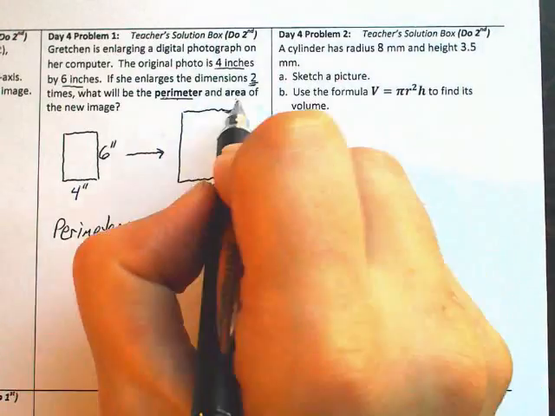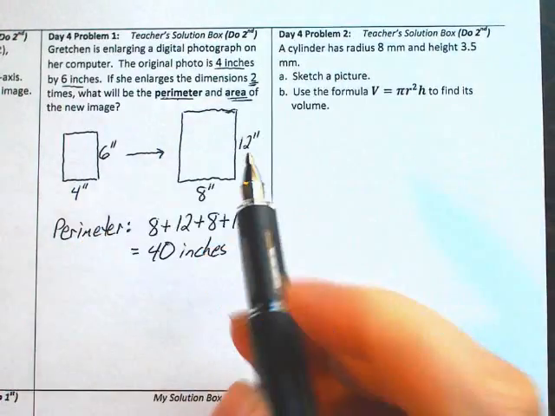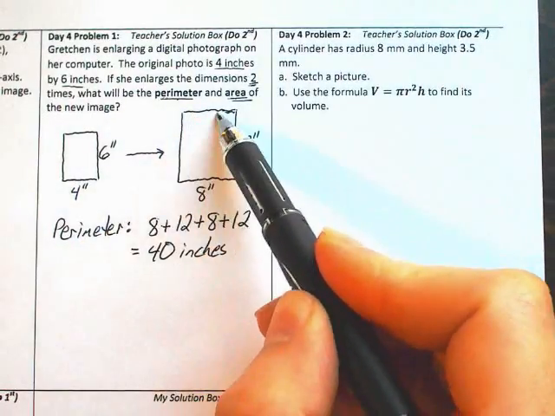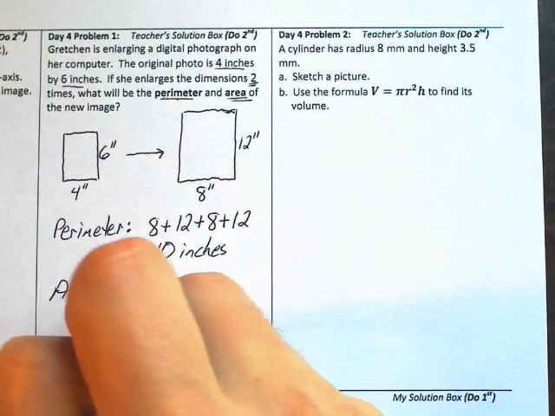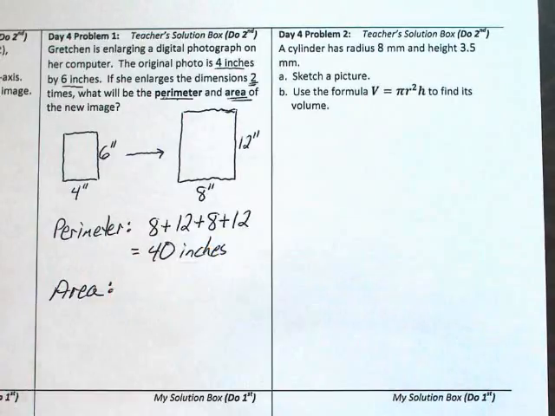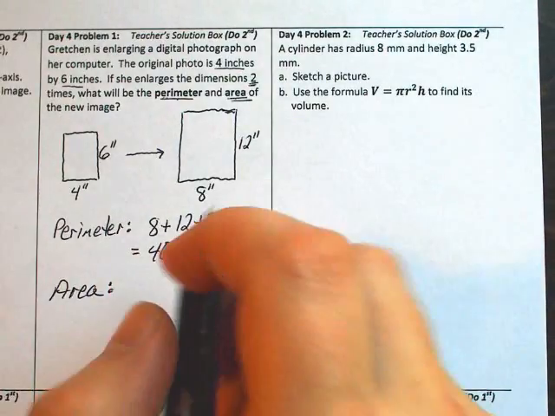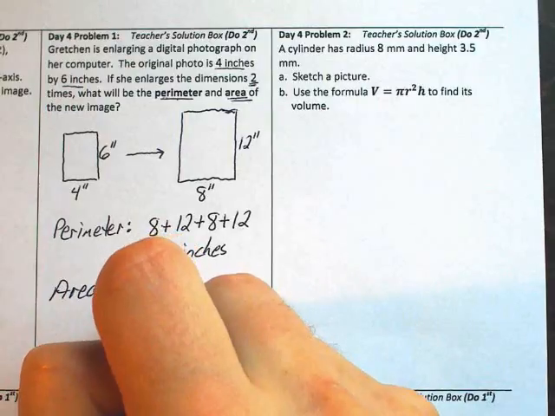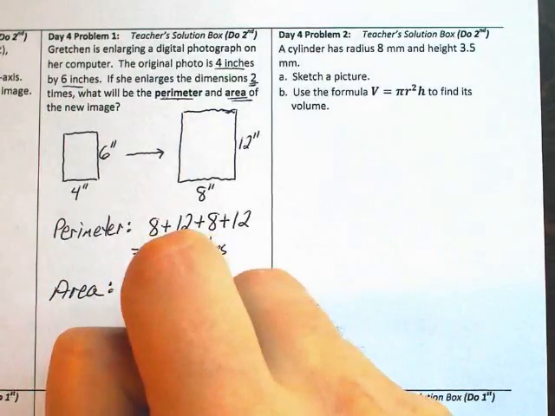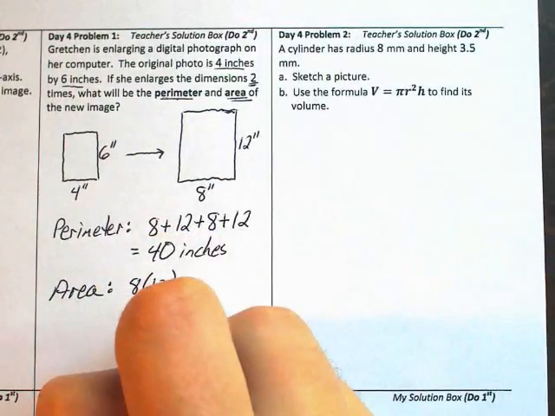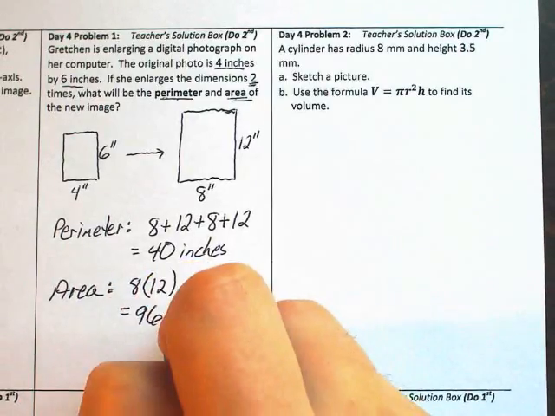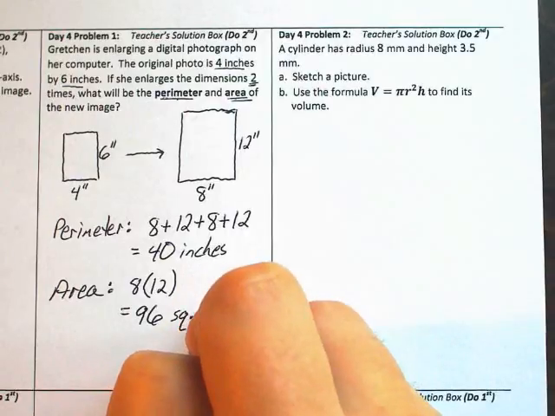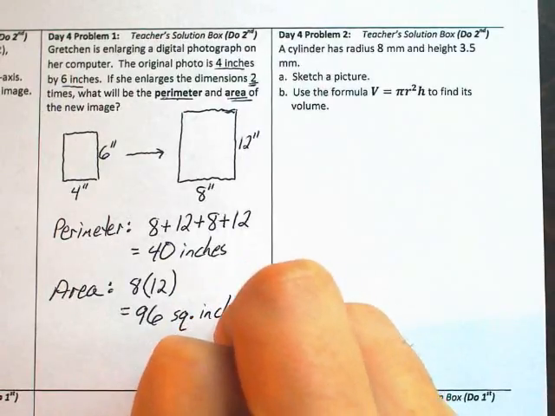Now the next thing we're asked to figure out is its area, how much space is inside that rectangle. And so to find the area of any rectangle, we can do that by multiplying its length times its width. So that would be 8 multiplied by the 12. And 8 times 12 is 96. So its area is 96 square inches.